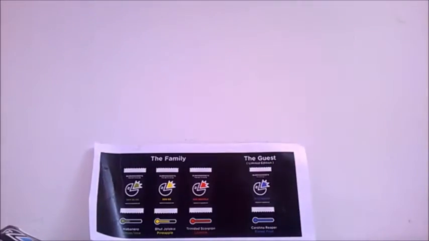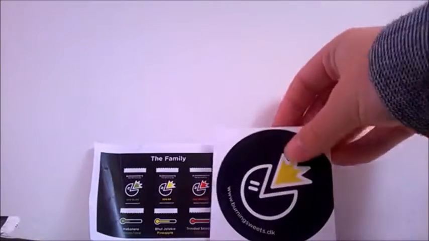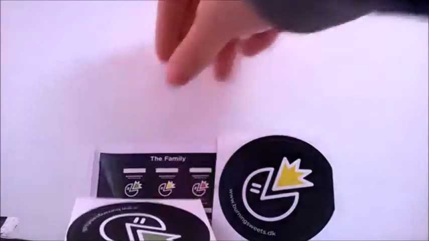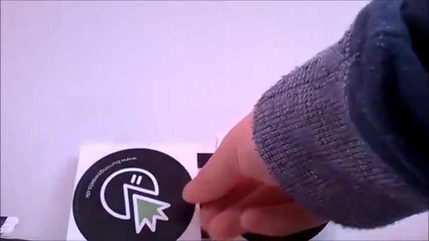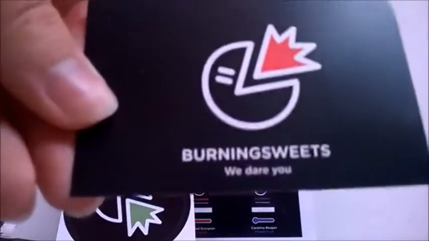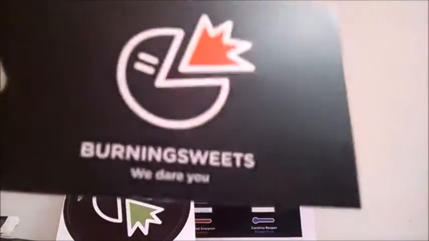They are a company from Denmark, actually, which is pretty cool. They send these stickers as well, and they'd like you to stick them in different locations and post them to social media, so I'll probably send them a couple of pics. But we have their business card, which is slightly worrying when their slogan is "We dare you." Doesn't fill me with much hope.